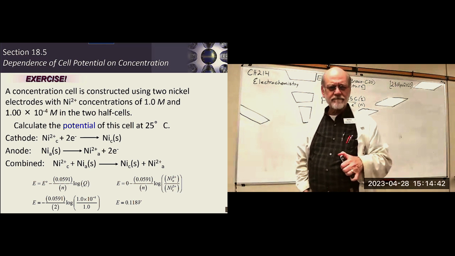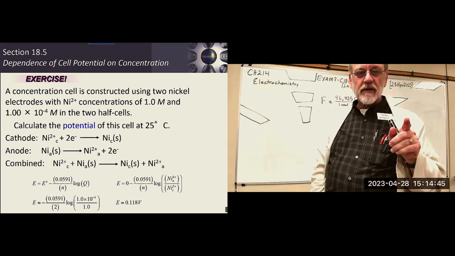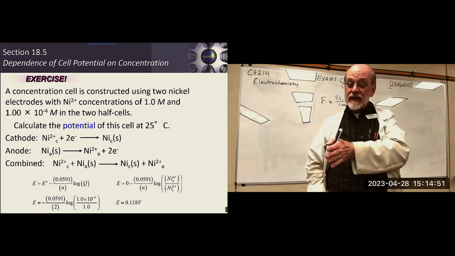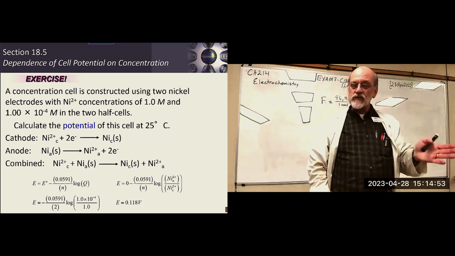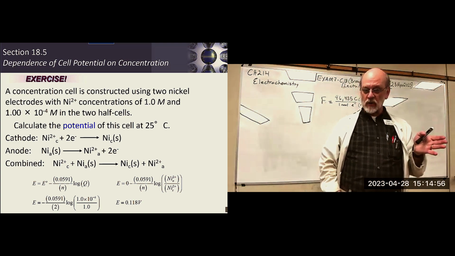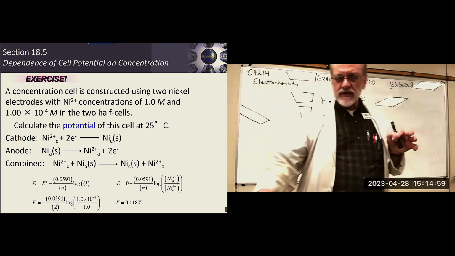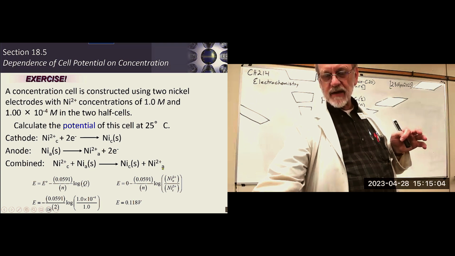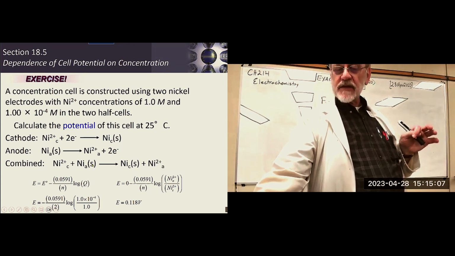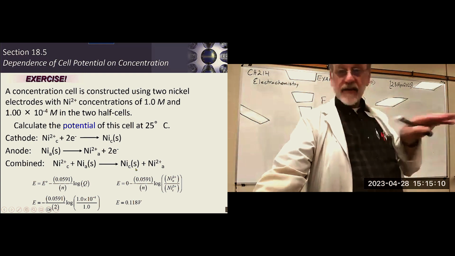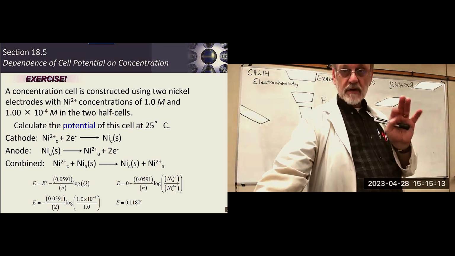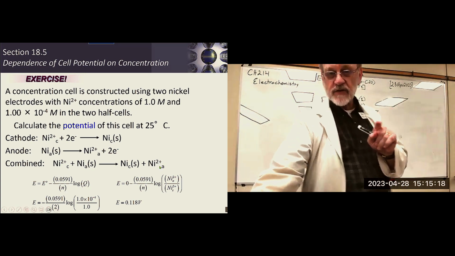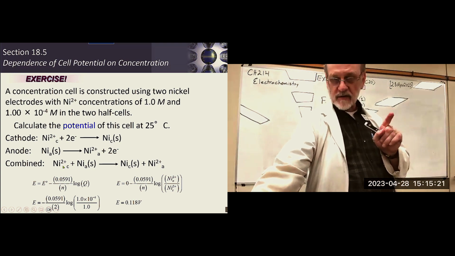So here we have a concentration cell where the nickel 2+ concentration on the cathode side is 1 molar, and on the anode side is 10 to the -4th molar. So what's the combined equation? Well, there's the anode, there's the cathode. Since there's a solid involved here, that's not part of the Q. Remember, K values are not calculated with solids or pure liquids. So all we need is the concentration of the anode nickel and the cathode nickel.